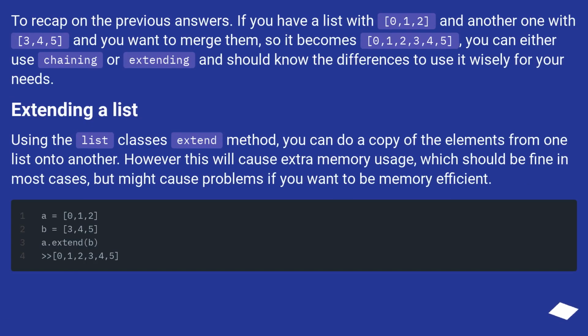To recap on the previous answers, if you have a list with 0, 1, 2, and another one with 3, 4, 5, and you want to merge them, so it becomes 0, 1, 2, 3, 4, 5, you can either use chaining or extending and should know the differences to use it wisely for your needs. Extending a list. Using the list class's extend method, you can do a copy of the elements from one list onto another. However, this will cause extra memory usage, which should be fine in most cases, but might cause problems if you want to be memory efficient.